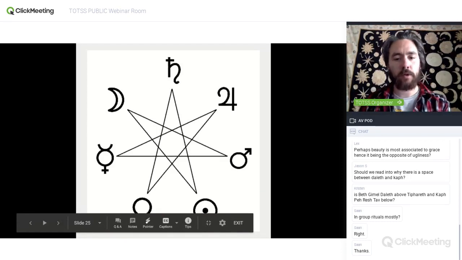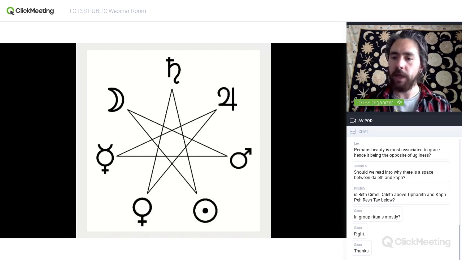Okay, so here's a kind of cool little trick. We've got a heptagram, or one version of the heptagram. You can draw the heptagram in two different ways. What we've got here is the planets arranged in Chaldean order, starting from the top and just going clockwise. So again, Saturn, Jupiter, Mars, Sun, Venus, Mercury, and the Moon.